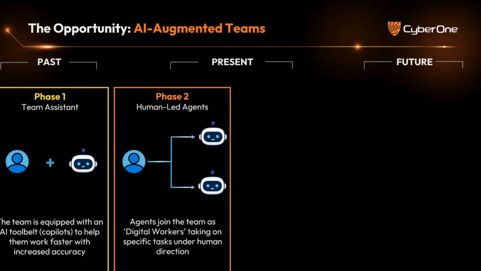Now, if we move into the present phase, we have the idea of using AI agents as a kind of digital worker. Again, we're not looking to replace the human team. We're looking to give them more colleagues in the form of these digital workers, these AI agents. So the human sits alongside the agents, as their colleagues, and they work together to complete a task. That's the idea: again, that augmentation of the human team with AI.